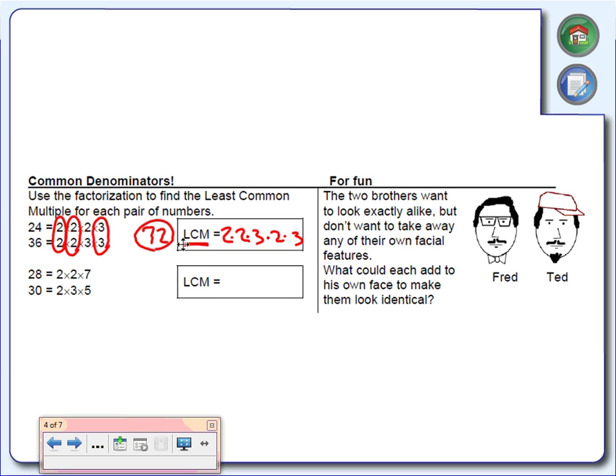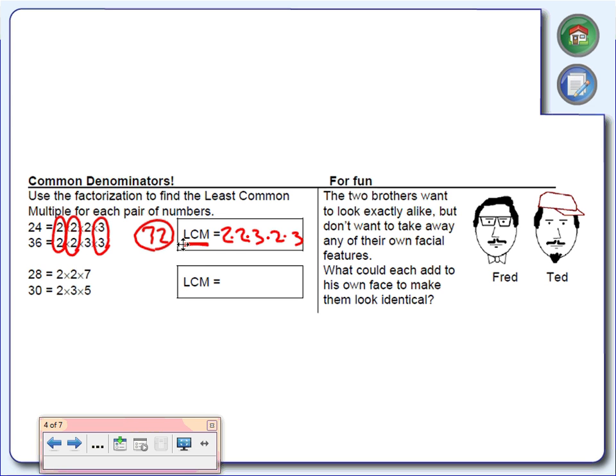If 28 and 30 were our denominators, what would be the least common denominator? In other words, what would be the smallest number that both 28 and 30 would go into? Well, again, one way we can find it is by finding the prime factors of each of these numbers. 28, that would be 2 times 2 times 7. The prime factors of 30 would be 2 times 3 times 5.